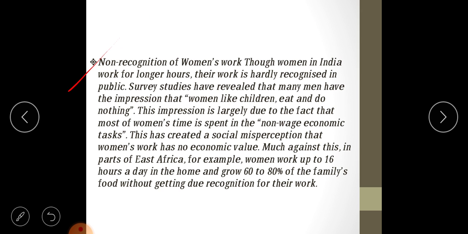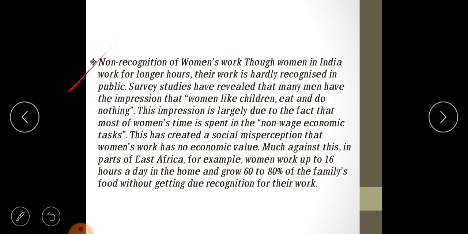Though women in India work for longer hours, their work is hardly recognized, in the public sector or wherever it is, even in private. Survey studies have revealed that many men have the impression that women are like children, they eat and do nothing. This impression is largely due to the fact that most of women's time is spent in non-wage economic tasks.